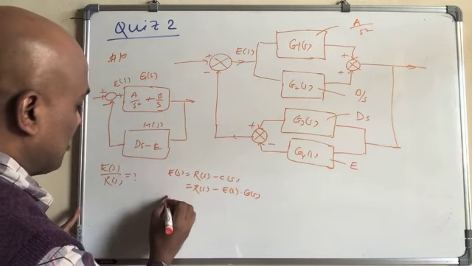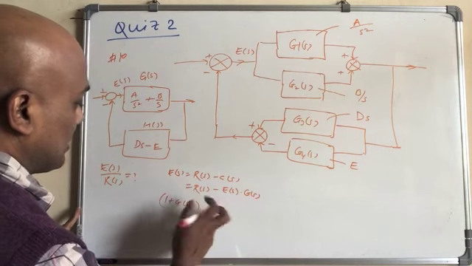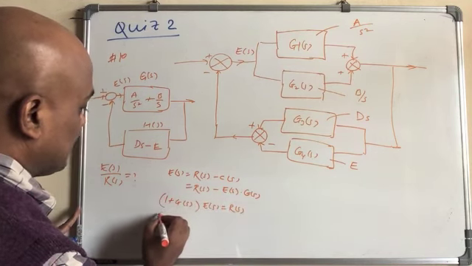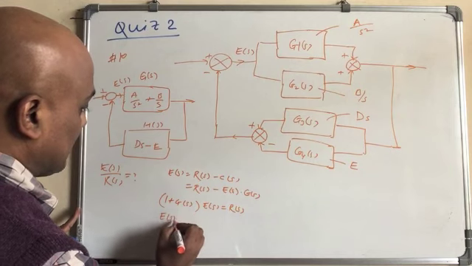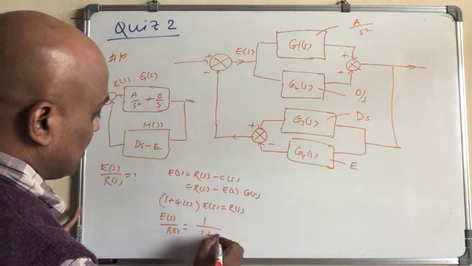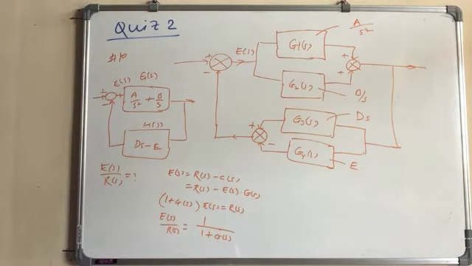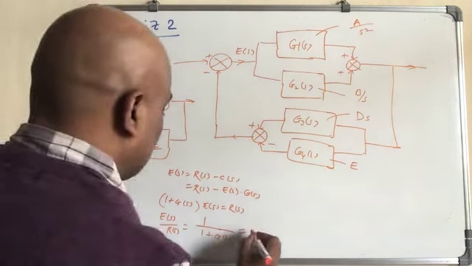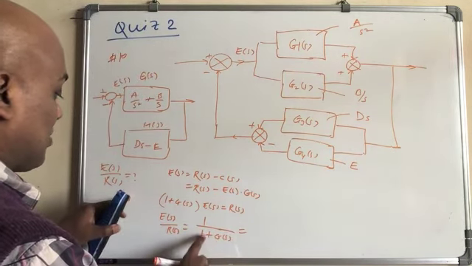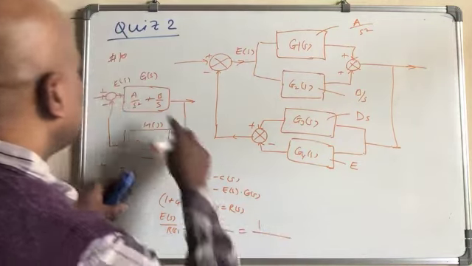So what we get is 1 plus GS multiplied by ES is equal to RS, and hence ES over RS is nothing but 1 over 1 plus GS. So this is what it is. Okay, now we have to work out more. So what we get is 1 over, and GS is this.